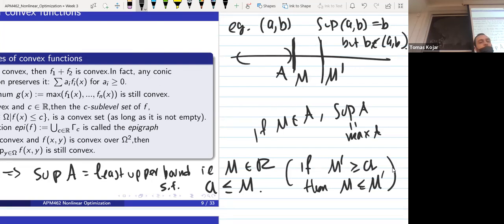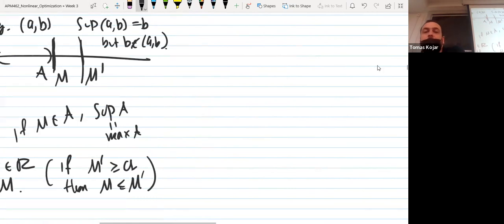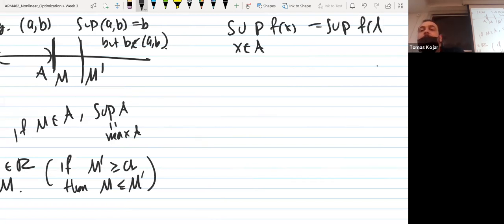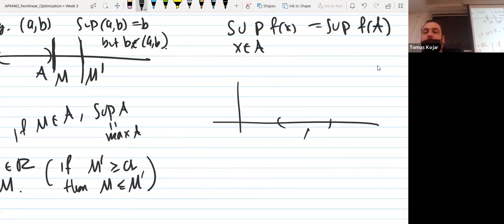Oh, the range of the function is in R. Yeah, so okay, fine. Let me talk about it. Then the supremum over x of f of x, in some set A, will be the supremum of f of A, right? So this is A, and this guy here is f of A. So then this is M, and this is M prime. Do you understand? Yeah, this would be a number.